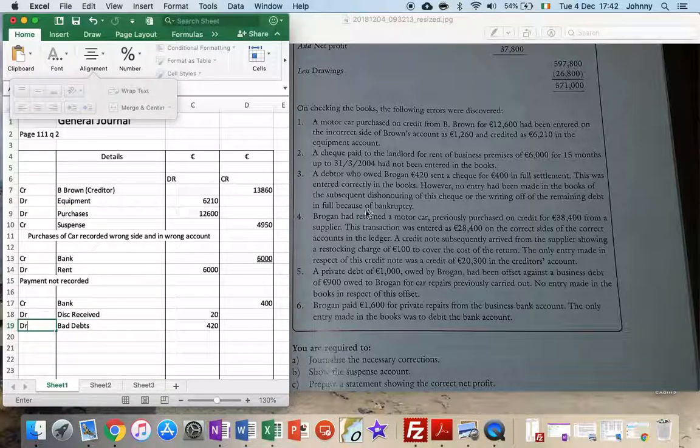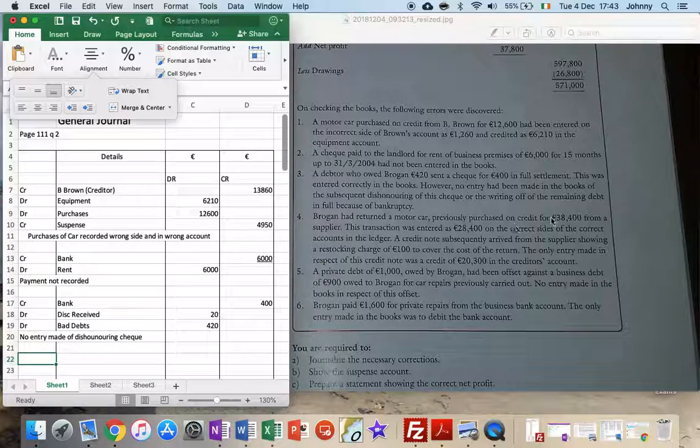And just quickly checking, no entry made. Okay, so we say no entry made of dishonored cheque. Move on to the next one.